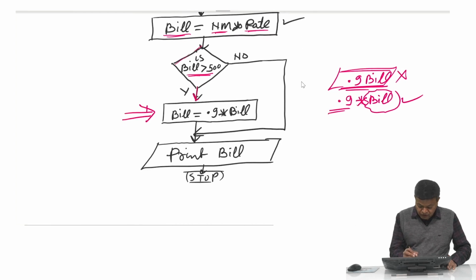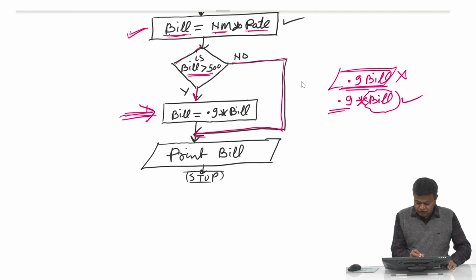So, if his bill was not greater than 500, then he did not get this discount. Okay. So, we bypass this, we have directly come down to this. If bill is smaller than 500, then bill remains same. Otherwise, now bill is discounted by 0.1 of the bill or 10% of the bill. Now, the bill is 0.9 into bill. Okay, fine.